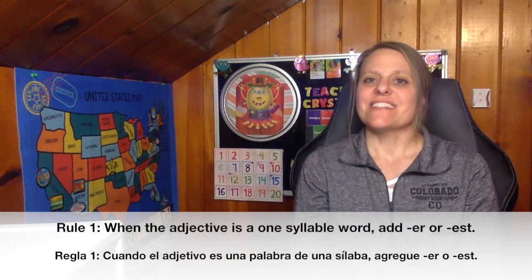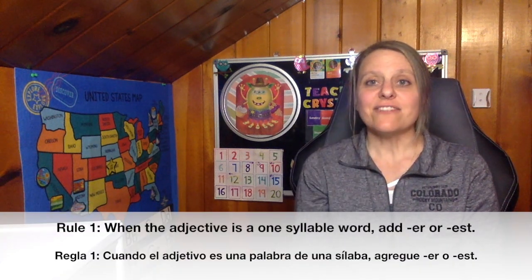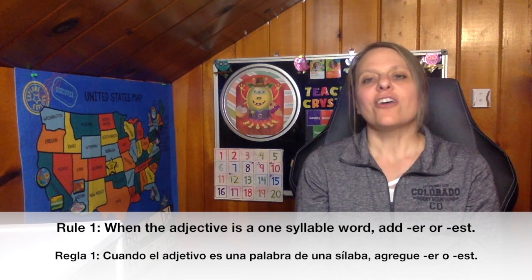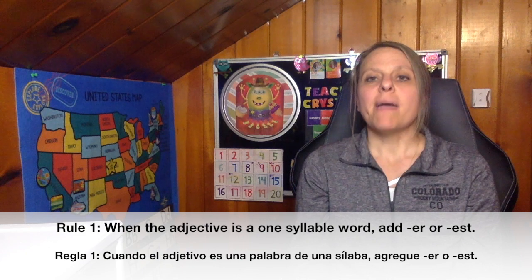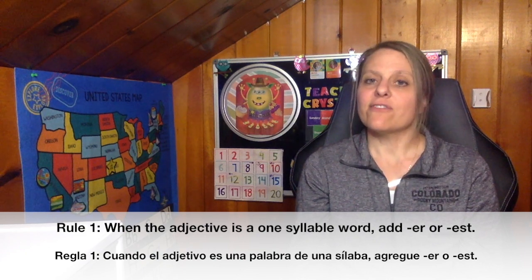Today we are ready for lesson 64. We have been talking about comparatives and superlatives. We have talked about the first 4 rules of using a comparative and a superlative. The first rule is if it is a one-syllable adjective, you just add er or est to the end of the adjective to make it comparative or superlative.